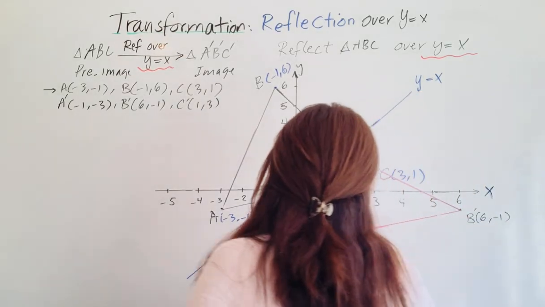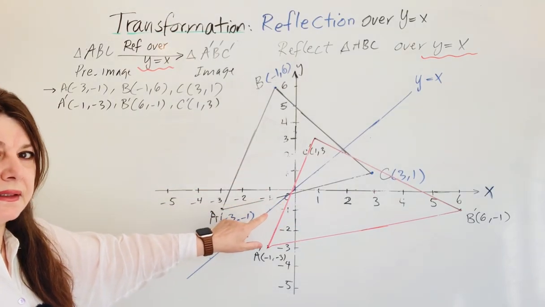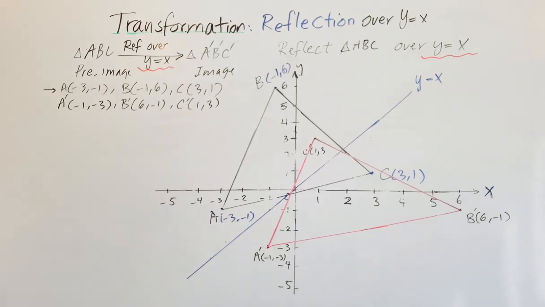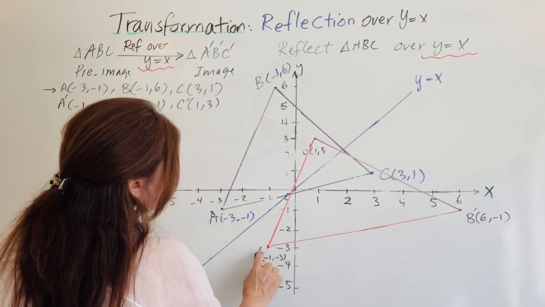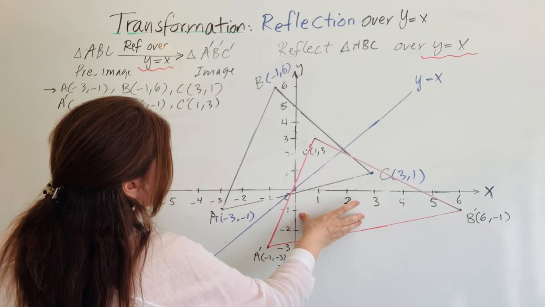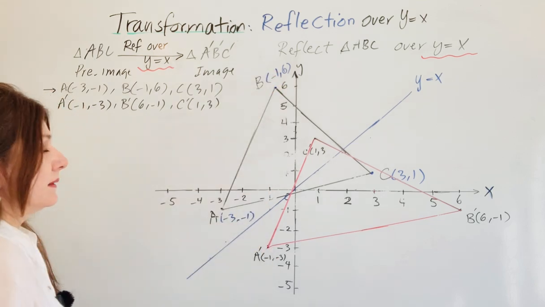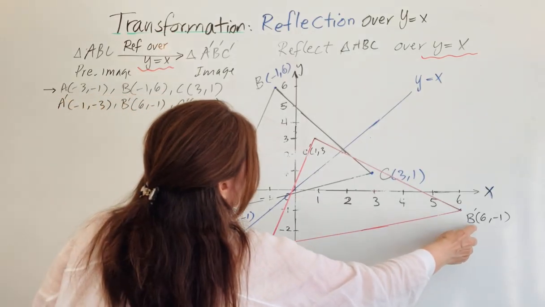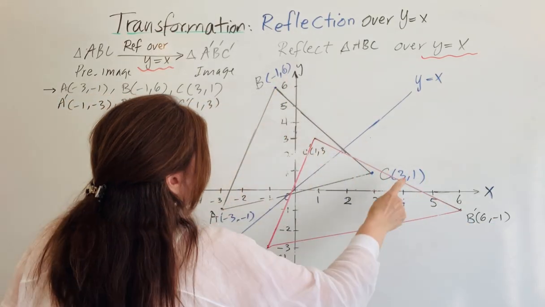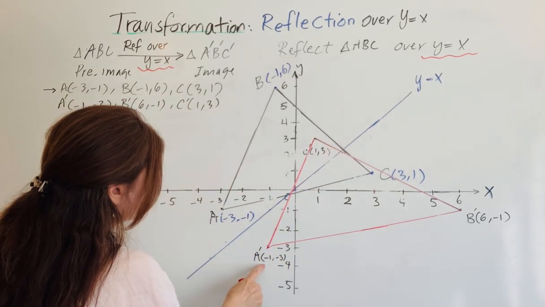We're supposed to have the same shape, same size, but with different coordinates. We exchanged the x and y's. Yes, this is the same. A prime, B prime, C prime is the same as this one, the same size, because reflection preserves the length and the size of shapes. Just 6 and -1, here's -1, 6; 3, 1 and 1, 3; and here -3, -1 and -1, -3.